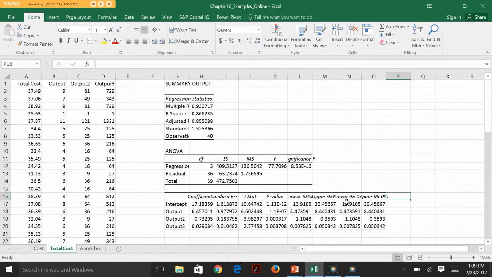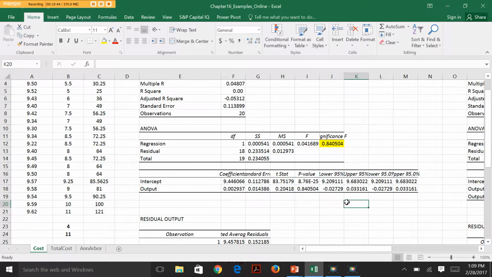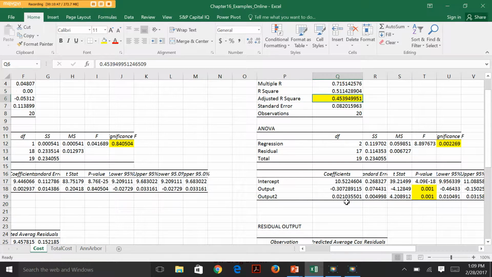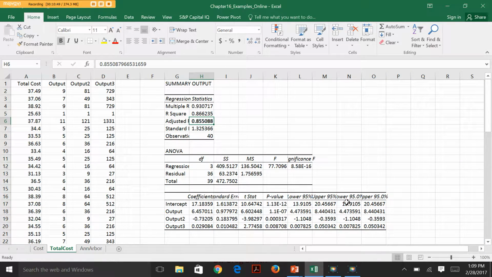Going back to that total cost model, if I cubed output, look what happens. My adjusted R squared jumps from 45 with the quadratic to 85. That's a massive jump. That leaves less than 15% of all the variation in total cost to chance. That's amazing. Significance of F, that's good, and all of these are good. Everything is significant, and we have a more predictive, more stable, better fit model just by cubing.